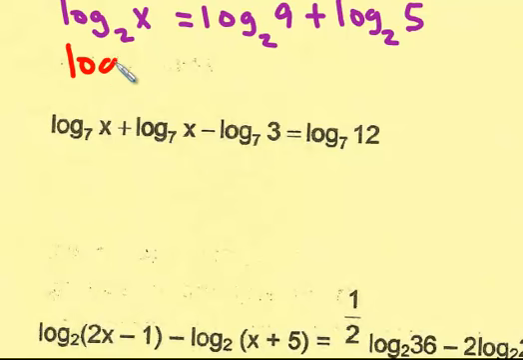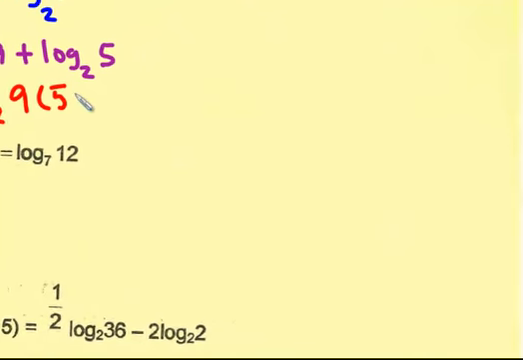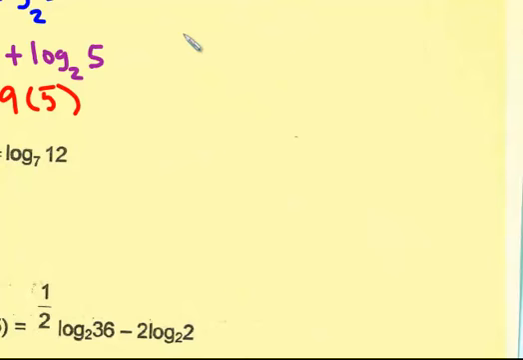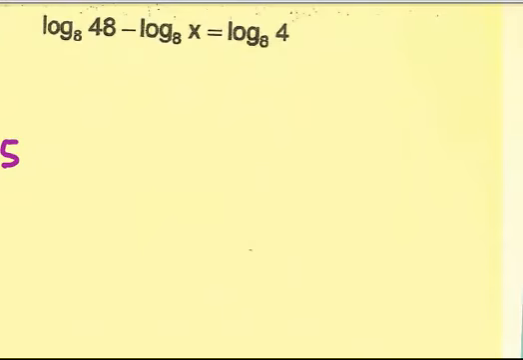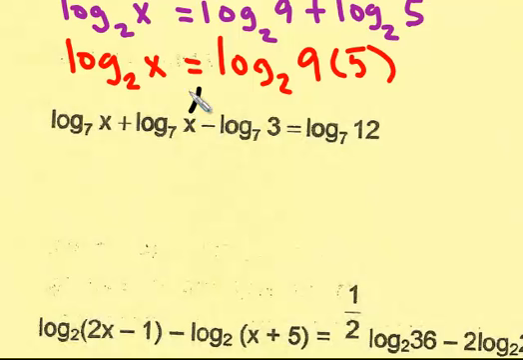So I have log base 2 of x equals log base 2 of 9 times 5, because we're using the property that says log base b of m plus log base b of n is equal to log base b of m times n. This is from our previous lesson. So now the logs are both condensed, so we have x equals 45.